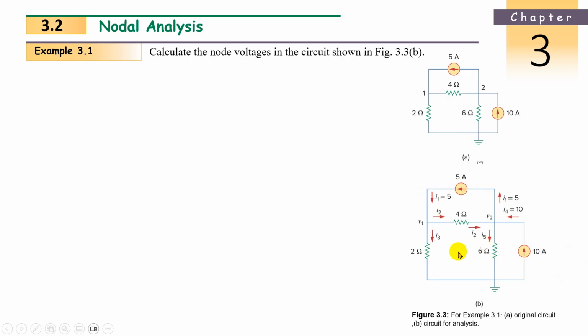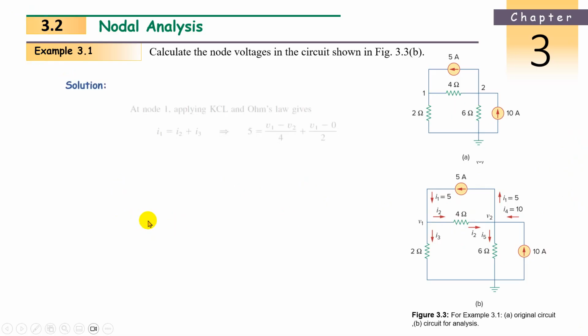Now, first step, Kirchhoff's current law at node 1 and node 2. At node 1, what are the currents entering? There are three branches: I1, I2 and I3. How many are entering? One, that is I1. How many leaving? I2 and I3. So I1 is equal to I2 plus I3. I1 is 5 amperes, so 5 is equal to I2 plus I3.